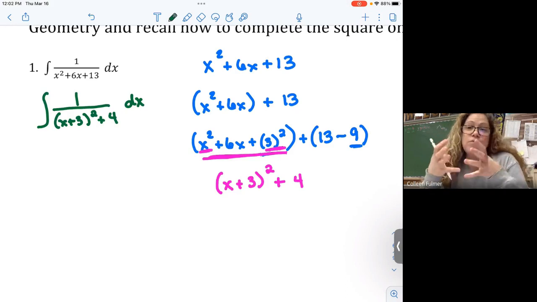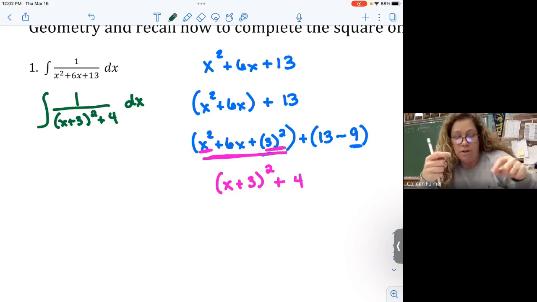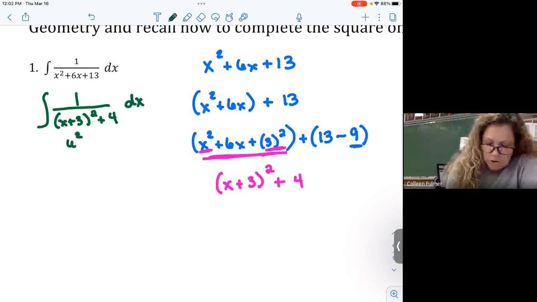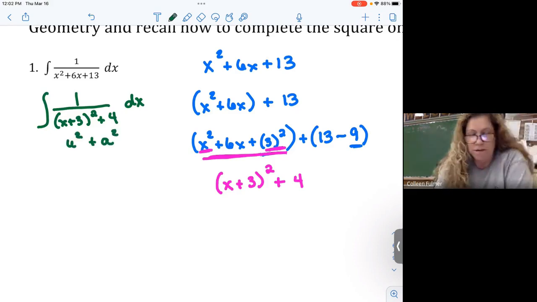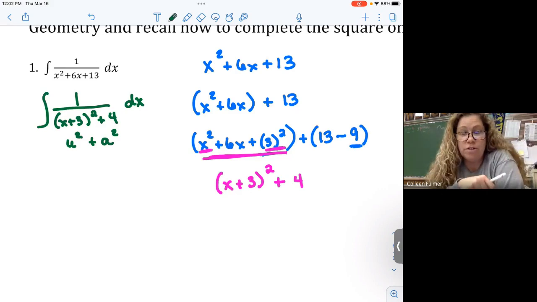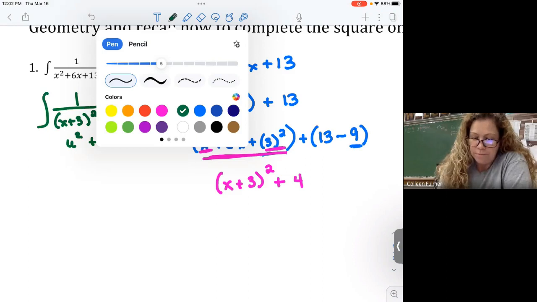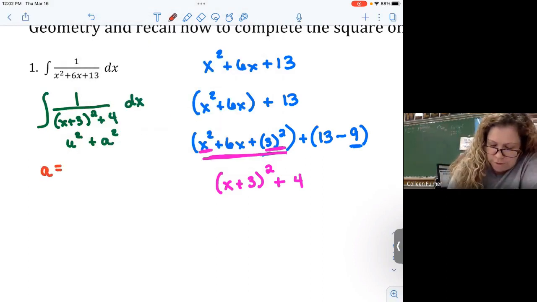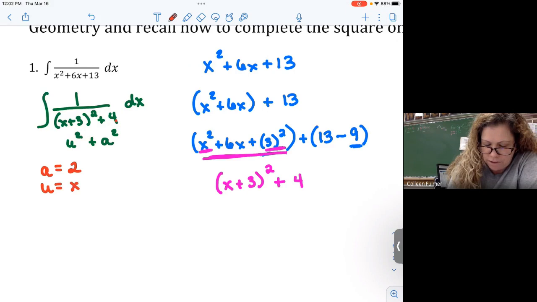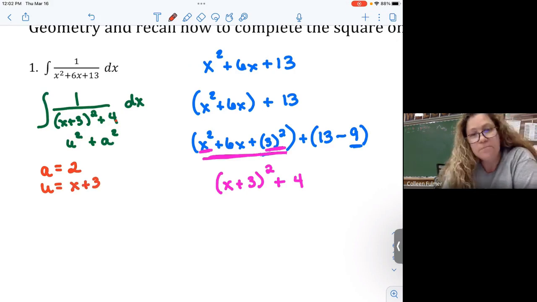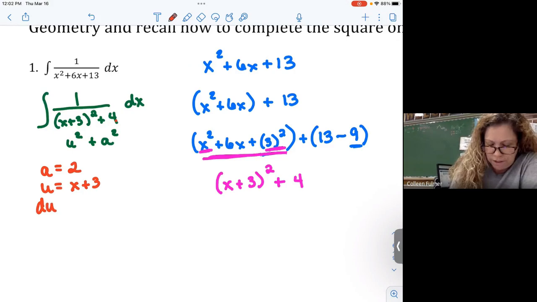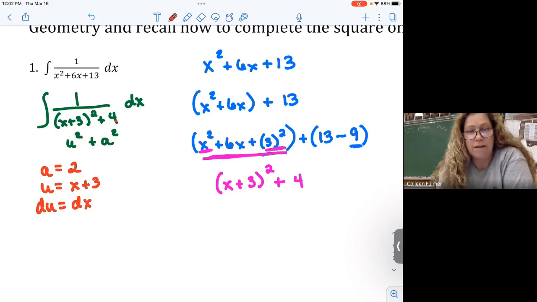And now I don't know if this looks familiar to you at all, but this can be written as u squared plus a squared. Remember when we were doing the integrals that result in inverse trig functions? This looks a lot like an inverse tangent problem. So I'm going to figure out what a and u are. So a is going to be the square root of 4, which is 2. And u is going to equal whatever I'm squaring here, so in this case, x plus 3. And as always, when we have a u, we need a du. So the derivative of x plus 3 is just 1 dx.